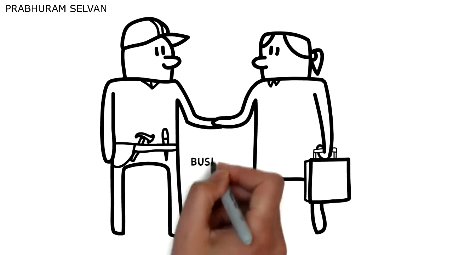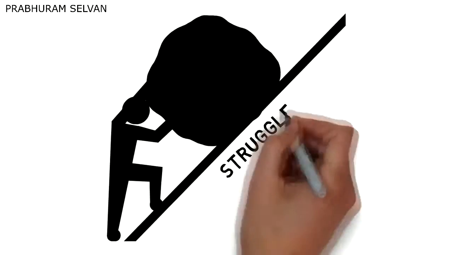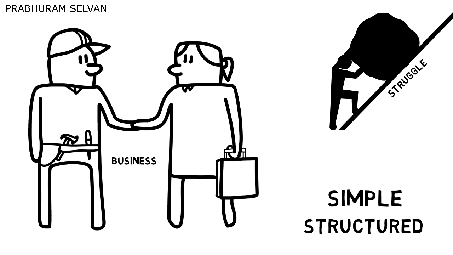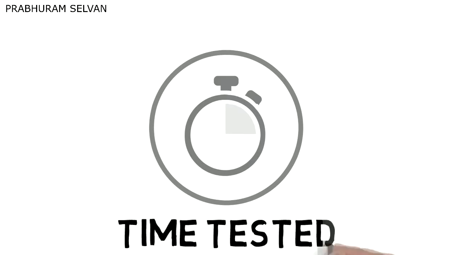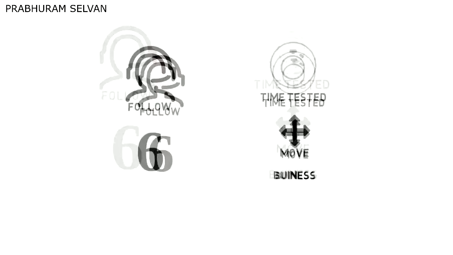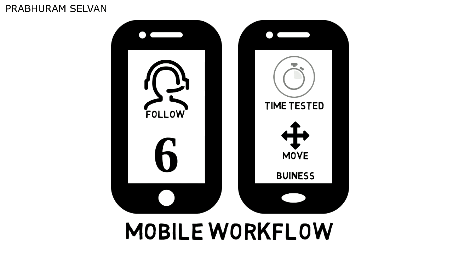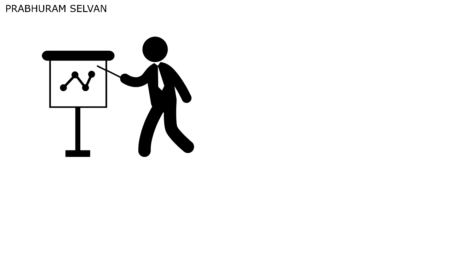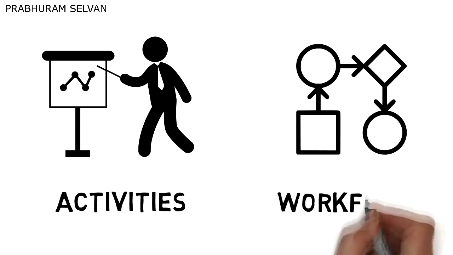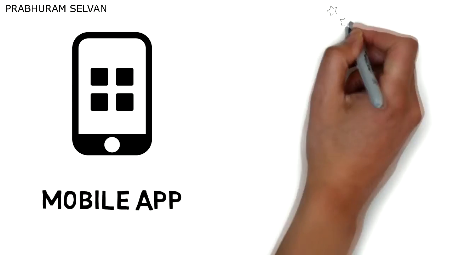Businesses struggle to explain their requirements in a simple and structured format. Just follow the 6 time-tested methods and you can move your business into a structured mobile workflow. With the correct processes, businesses can move their activities and workflow into a mobile app just like magic.